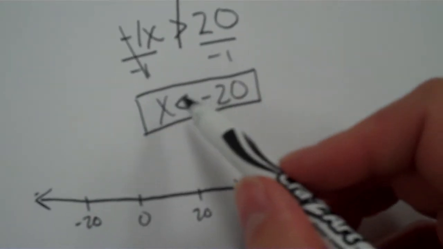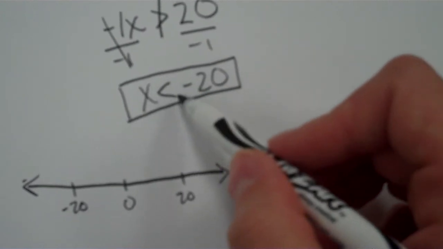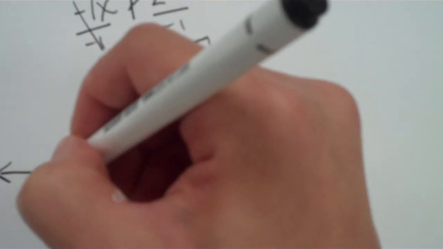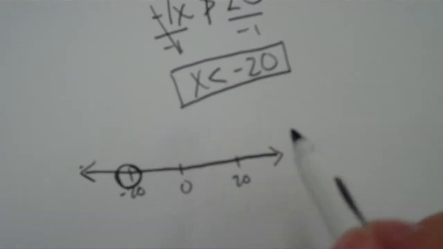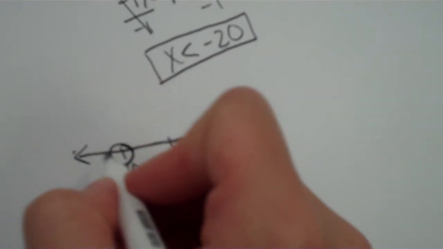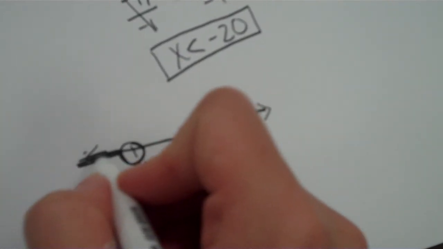Okay? All right, so x has to be less than -20. There's no line, so it's an open circle at -20. And then it's less. So think less means left. So you're going to draw a line to the left with some arrows on it.